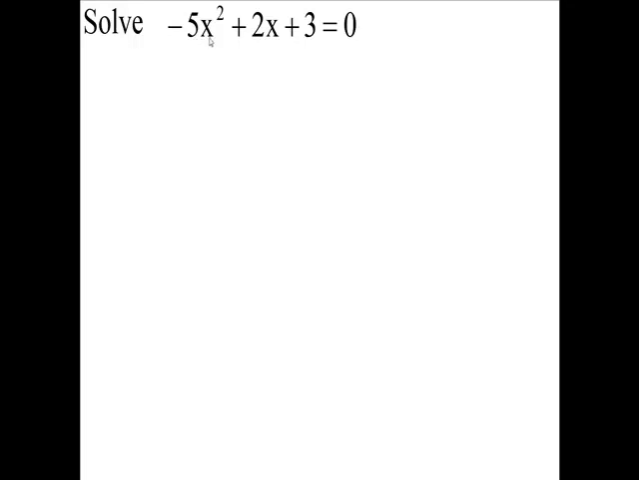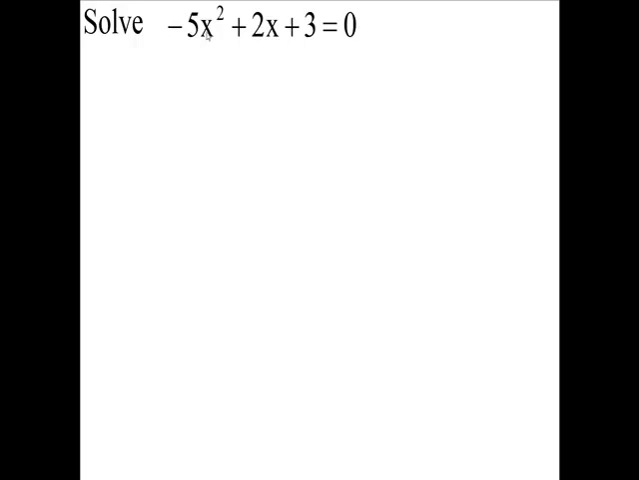Solve minus 5x squared plus 2x plus 3 equals 0. I have my 0 here for the zero factor property, so now I have to factor this. And this is a pain to factor because it's a minus 5x squared. We do not like the coefficient of x squared being negative.